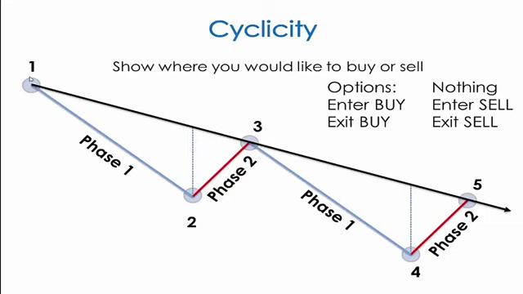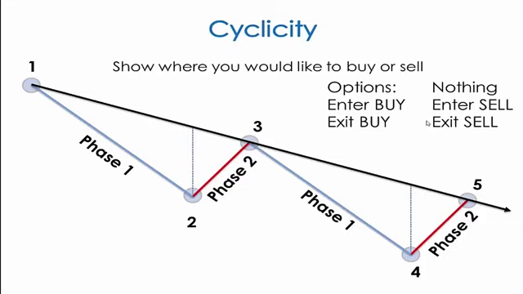Now, we've got numbers 1, 2, 3, 4 and 5. Your options are the same as last time. You can choose to do nothing. You can choose to enter a buy trade. You can choose to exit a buy trade. You can choose to enter a sell trade. You can choose to exit a sell trade.